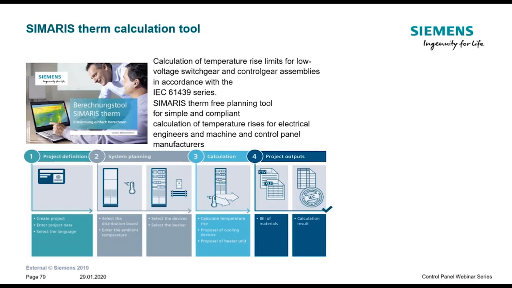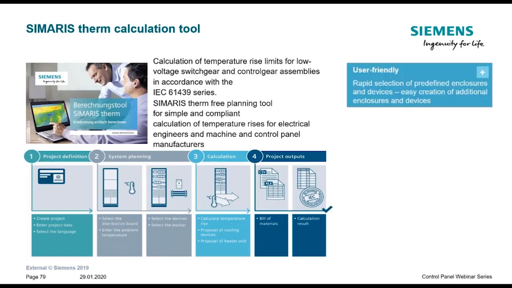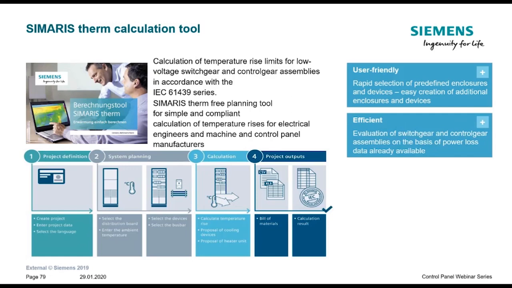The SIMARIS therm calculation tool is actually for calculating the temperature rise in the control panel in 4 easy steps, in accordance with IEC 61439 series. This is simple and compliant for the calculation of the electrical engineers. Basically, you do this in 4 easy steps. First, the project definition in an easy way, to create a project with country-specific project creation and country-specific Siemens products. You can then start an easy planning, select the distribution board, enter the ambient temperature, select devices, select even the busbars that you will use here.